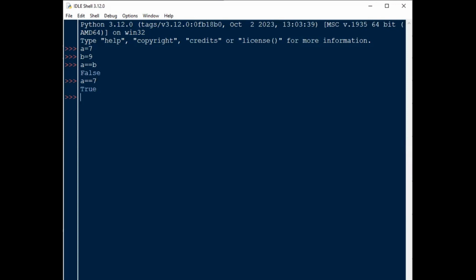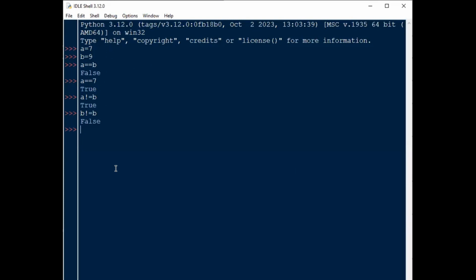Similarly, there is a not equal to operator. So a is not equal to b. Here we will get true as an answer because the value of a is 7 and the value of b is 9, and 7 and 9 are never equal. So we get true. But if we say b is not equal to b, it will give us false because b has the value 9 and we are comparing b with b. So 9 is equal to 9.